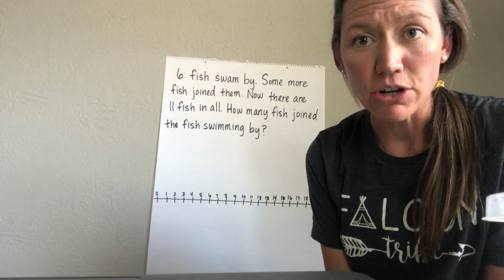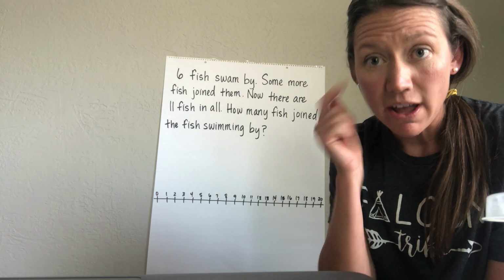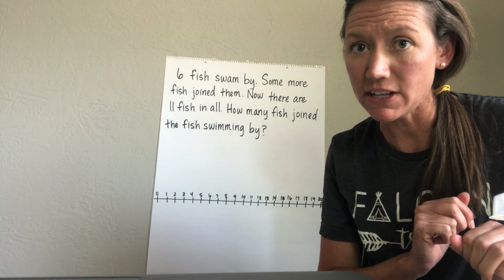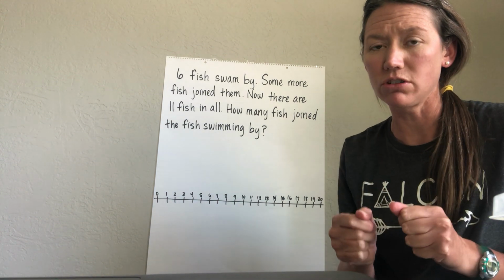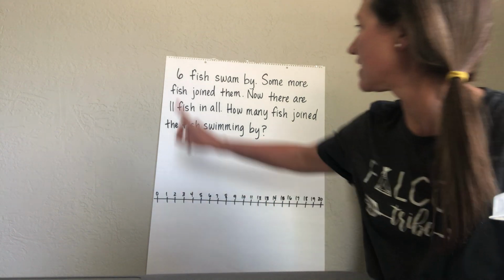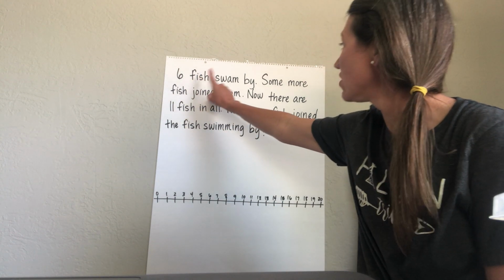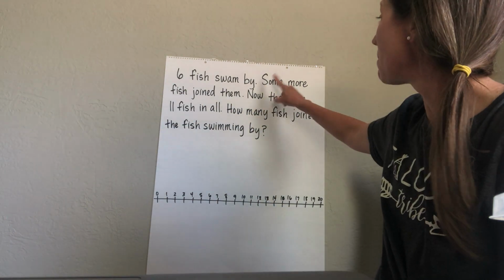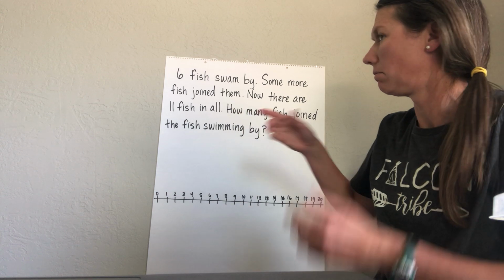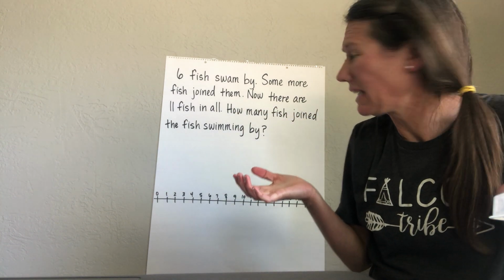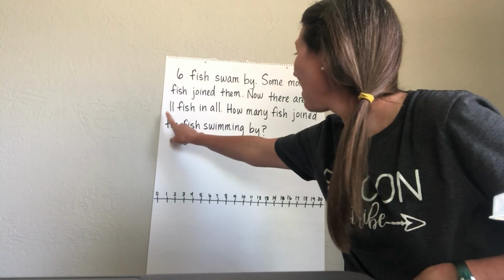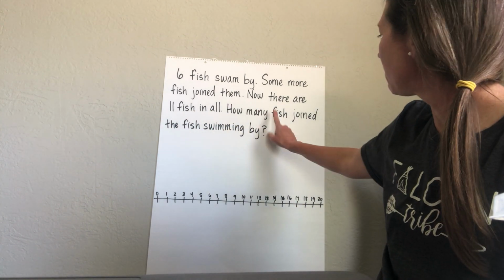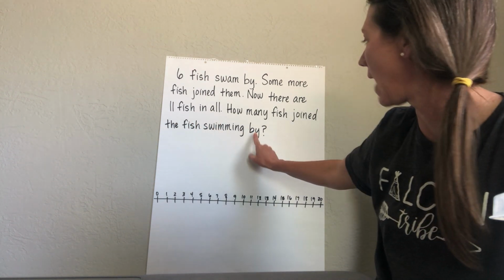So when I read through it, I want you to look for what we already know and maybe some clue words so we can decide how we're going to solve this problem. It's a little bit different, so make sure you put yourself in a real world problem with this one. It says six fish swam by. So think about 6 fish swimming by. And then some more fish joined them. I don't know how many, it didn't tell me. Now there are 11 fish in all. Okay. How many fish joined the fish swimming by?